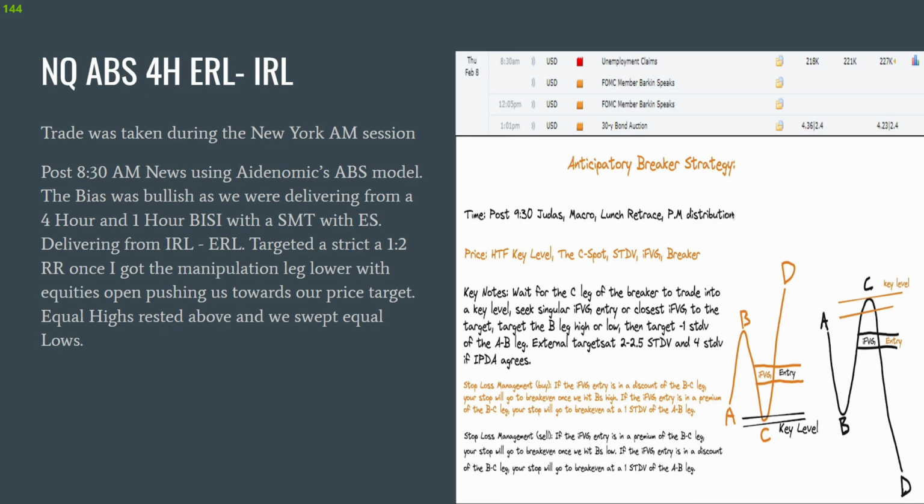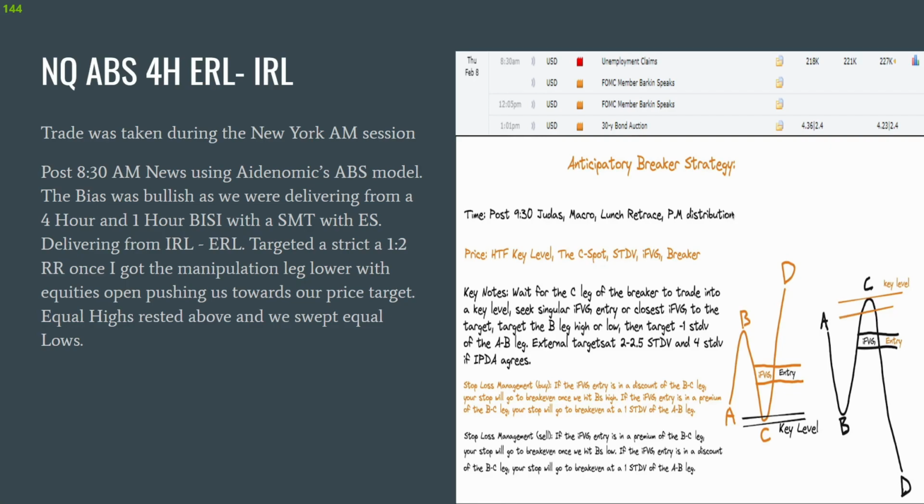As you can see here, I have the model. I'm not going to teach the model because it's not my model, but I have its diagram out on the right. And time, just for the C leg, is usually news, macro, lunch retracement, PM distribution, 9:30 equities open, and the other one, 8:30 open or 8:30 manipulation. So this trade was taken during the New York AM session post 8:30 a.m. news using Adonomics ABS model.